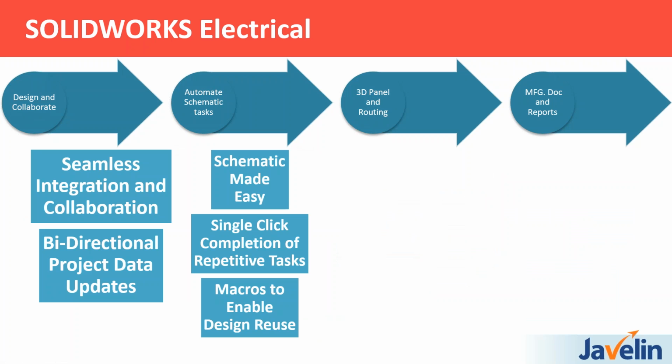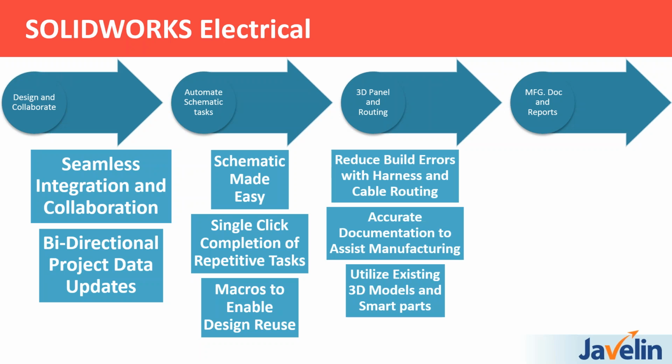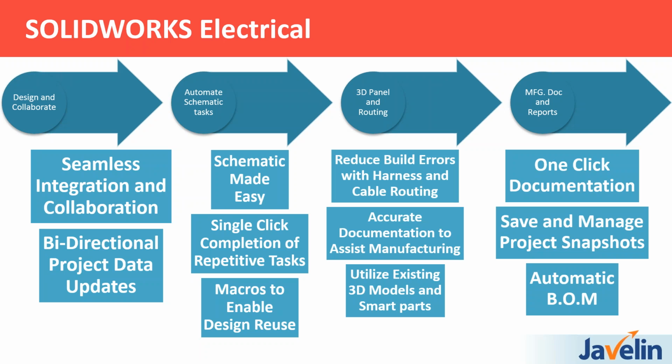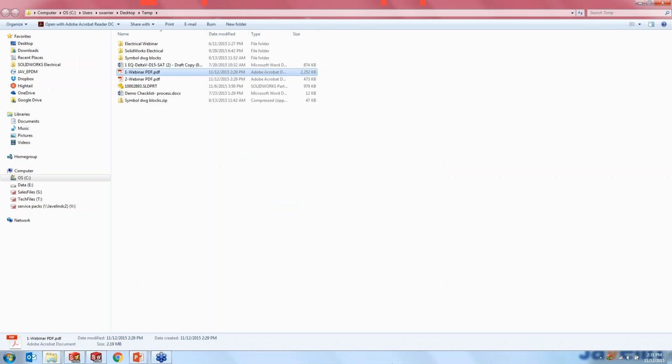Schematics is easy. You have lots of button clicks to do automatic drawings and reports, and macros to save that information. The 3D panel basically gives you spacing and other information like that, reduced build errors, and provides you with accurate documentation. And if you add all the parts that are in 2D and 3D, you have one bill of materials for your mechanical and your electrical. And of course, that's where the manufacturing documentation comes in.